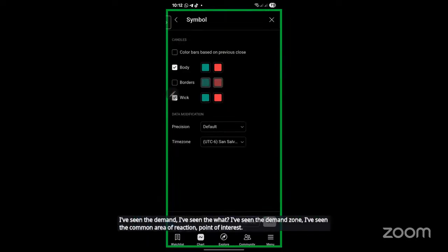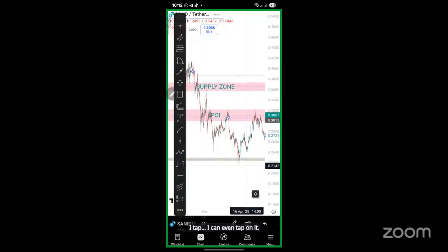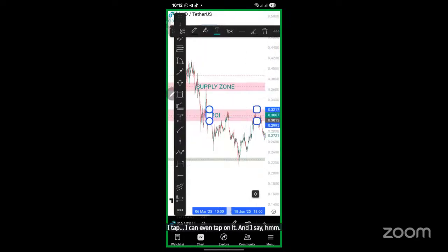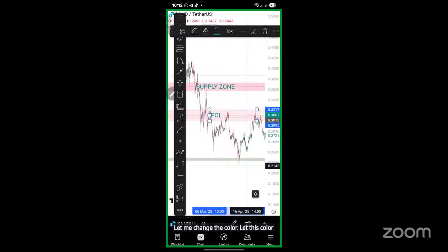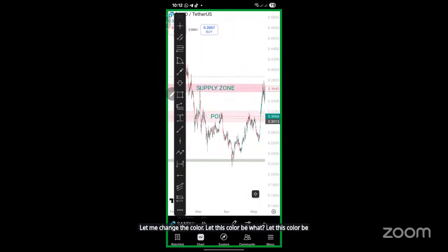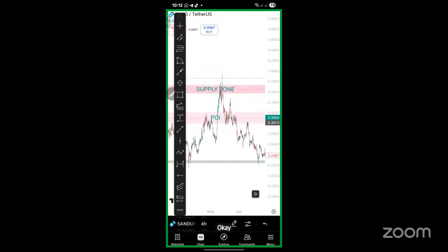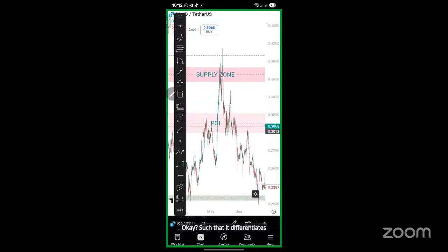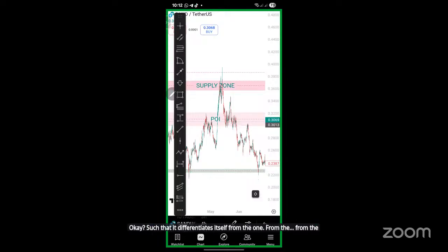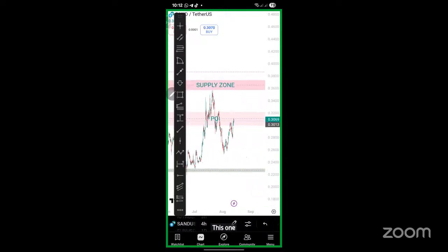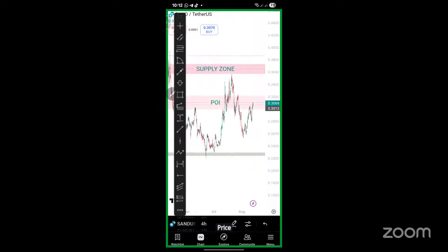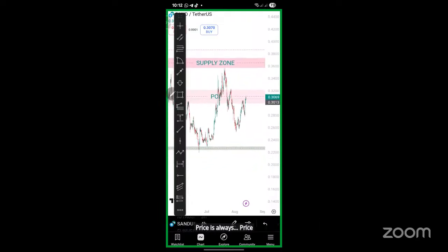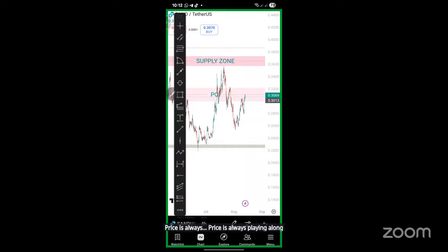I can even tap on it and change its color. Let this color be somehow pink like that, such that it differentiates itself from the supply zone. This one is just a common reaction area where I've seen price is always playing around there.